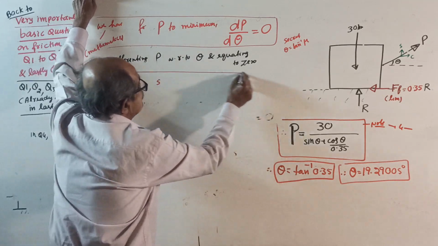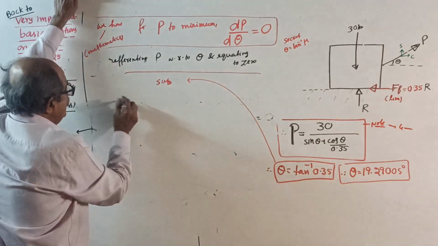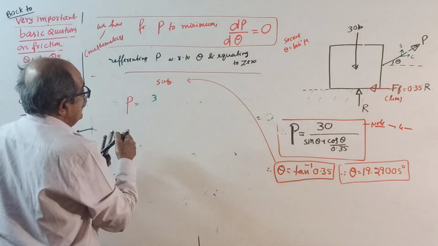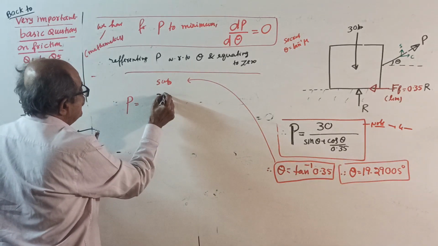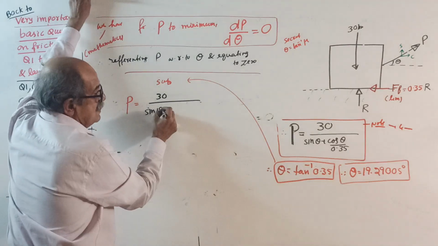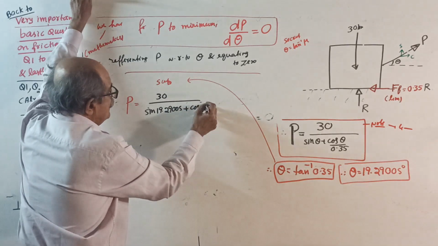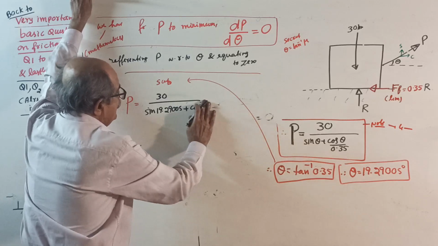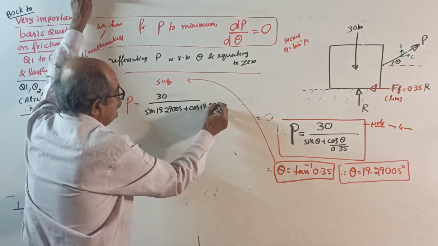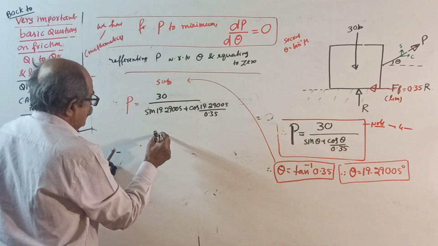Substituting, continue from here. Substituting, your P equal to 30 divided by sine of 19.29005 plus cos of 19.29005 divided by 0.35. Therefore, you get the value of P.